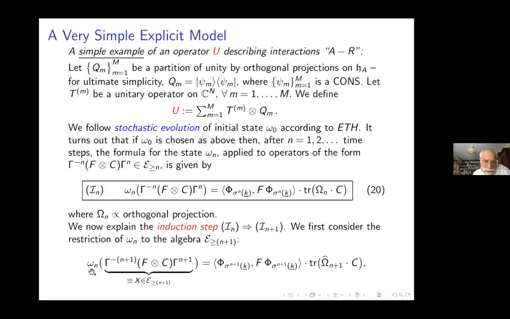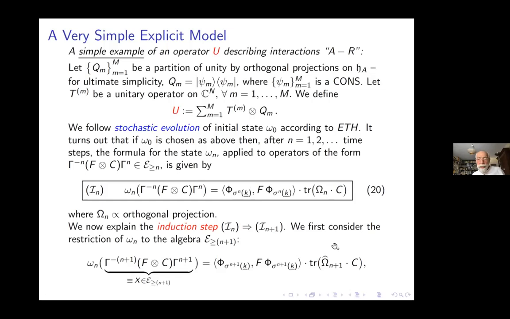So I apply ω_n to an operator of the form F ⊗ C propagated to time n+1. Well, if you do the computation, this is given by the expectation of the operator F in the state φ applied to the sequence κ shifted by n+1 time steps, multiplied with the trace of a certain density matrix ω̂_{n+1} multiplied by C.